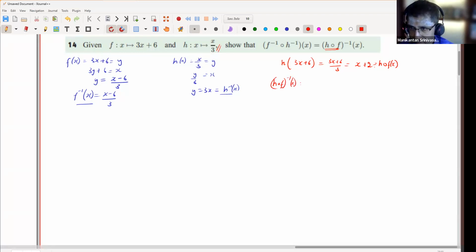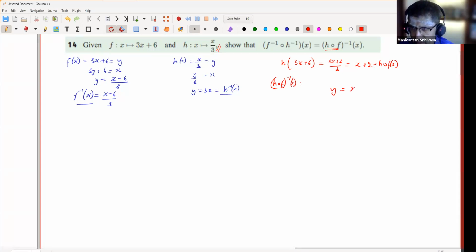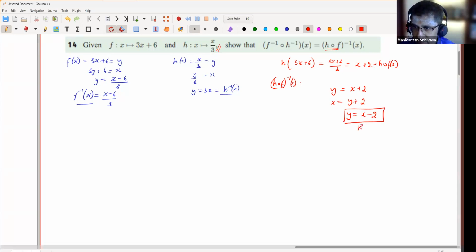To do that, again we start with y equal to x plus 2. I'll swap x and y: x equal to y plus 2. Therefore, my resulting y is x minus 2. So this is the right-hand side.